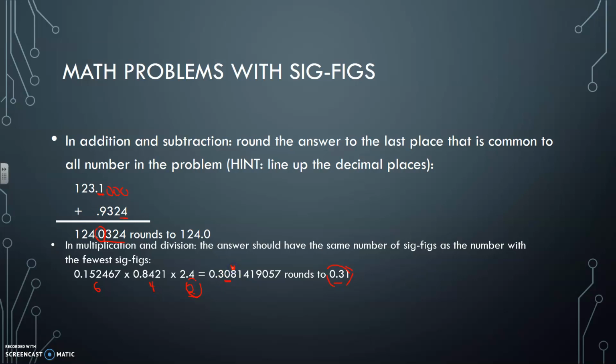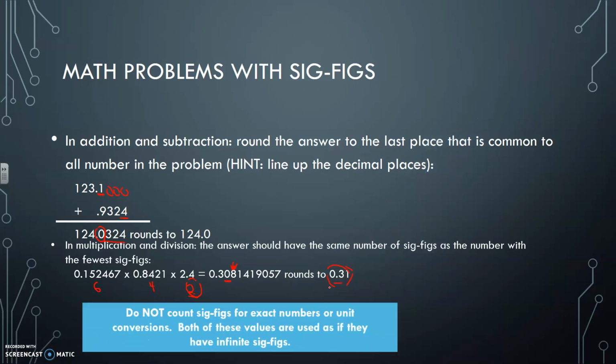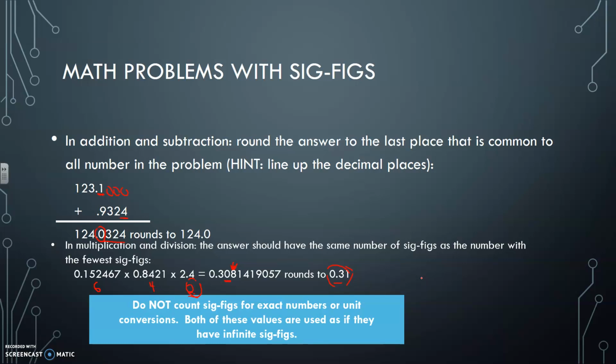So you're going to look at this 8 here. If it is 5 or above, you will round your last significant digit up 1. Okay, if it is 4 or below, you don't round, or you don't change this number. So because this is 5 or higher, you're going to take this 0 and make it a 1. All right. Okay.